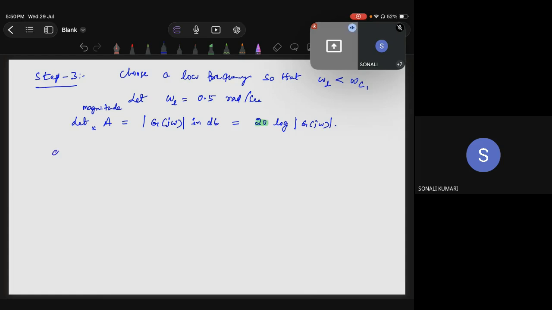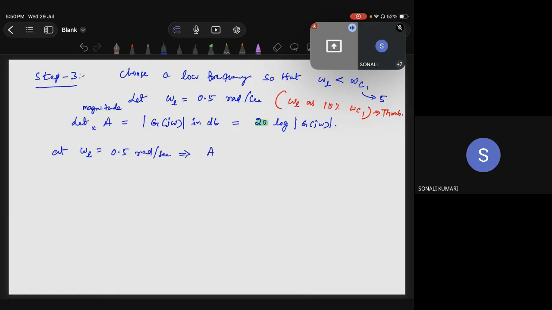Okay, so now at omega L. What is omega C1? It is 5. Omega L, I took 0.5. What does it mean? 0.5 is how much percentage of 5? Is it 10%? 20%? 10%, correct? So that's the thumb rule. We take omega L as 10% of omega C1. This is the thumb rule while drawing the Bode plots. Now omega L is equal to 0.5 radians per second.